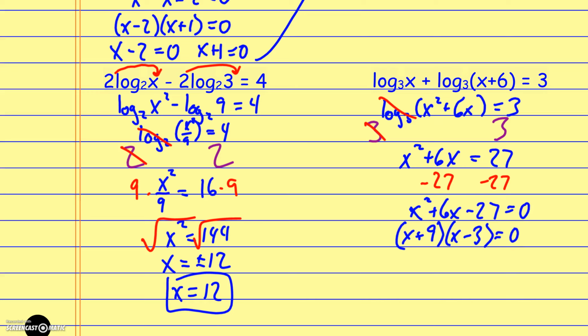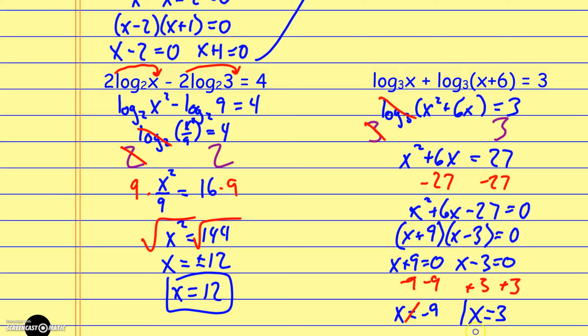And now I set each factor equal to 0. And solve each. And of course, I've got to check these answers. Remember, the negative answers aren't going to work. So as I solve each of these, I'm going to find out that only one of these answers works, and it's the x equals 3. Okay? The negative 9 has to get tossed because I can't plug that negative back into the logarithm.